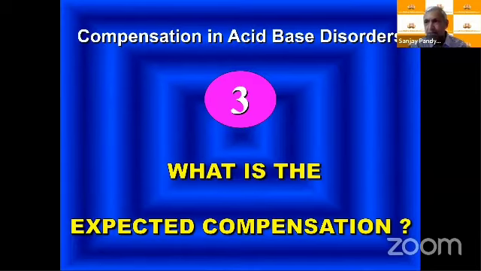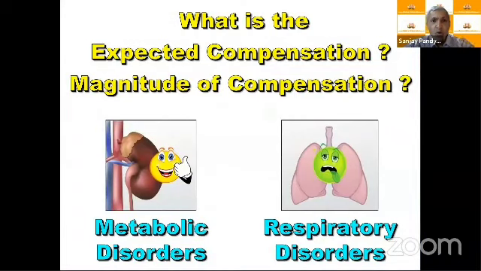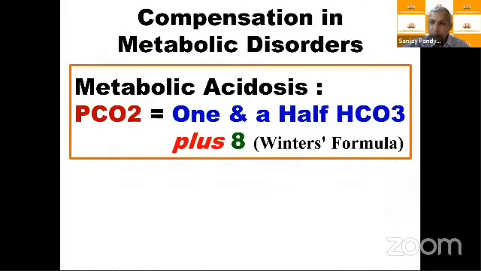Now, what is expected compensation? We have learned that suppose a patient has metabolic acidosis and bicarbonate has reduced from 24 to 16, then we do expect that PCO2 will reduce. But from 40, will it be 30? Will it be 20? The answer is that we need to know the formula for the same. So what are the expected compensations and what are the formulas used? For metabolic acidosis, the formula is Winter's formula, which is very simple. Now, I want all of you to speak loudly with me: in metabolic acidosis, PCO2 is equal to 1.5 times bicarbonate plus 8.